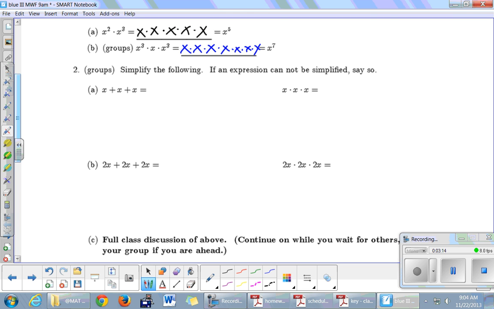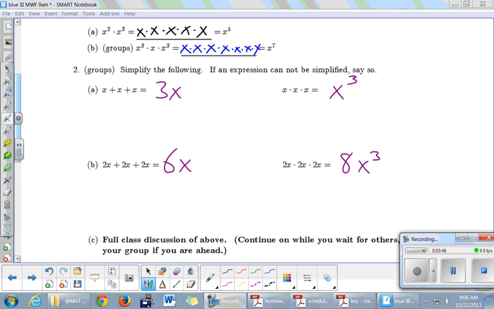Okay, so go ahead and work through parts A and B with your neighbors, and then we'll come back together and discuss. Okay, taking a quick look at this, x plus x plus x is 3x, no problem. X times x times x is x cubed. In the next row, 2x plus 2x plus 2x is 6x. This is one that stumped some folks initially. 2x times 2x times 2x is 8x cubed.